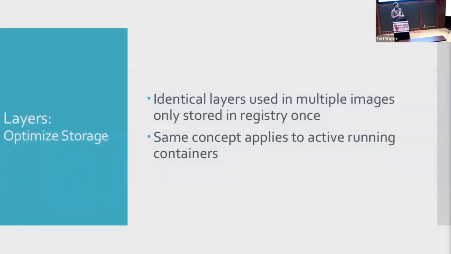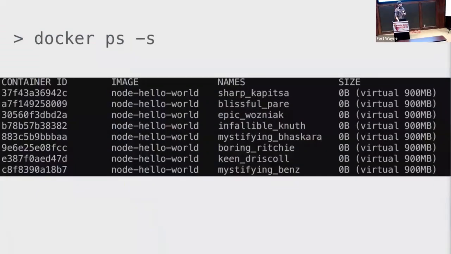The second way layers help optimize this system is that you don't have to store identical layers across different images. Identical layers can be used on multiple images, totally different applications. They may share some base layers that are the same. And one really cool thing is that the same concept applies to running containers. Since a container is just a running image, those layers are shared across running containers. So you can see here, I took a bunch of instances of that application we just created, and there are 8 of them there.